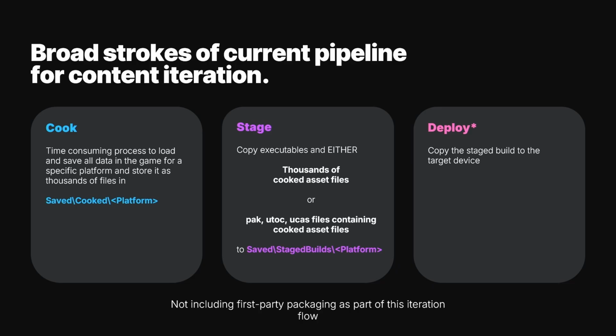So what's involved in the current pipeline for content iteration? I'm going to focus on three specific phases: cook, stage, and deploy. There's other phases we could talk about: first-party packaging, boot and load time. Those exist. I'm not saying those don't matter. Just it's these three specific phases that I'm going to focus on. And they happen in that sequence: cook first, then stage, then deploy. So what's involved in each?